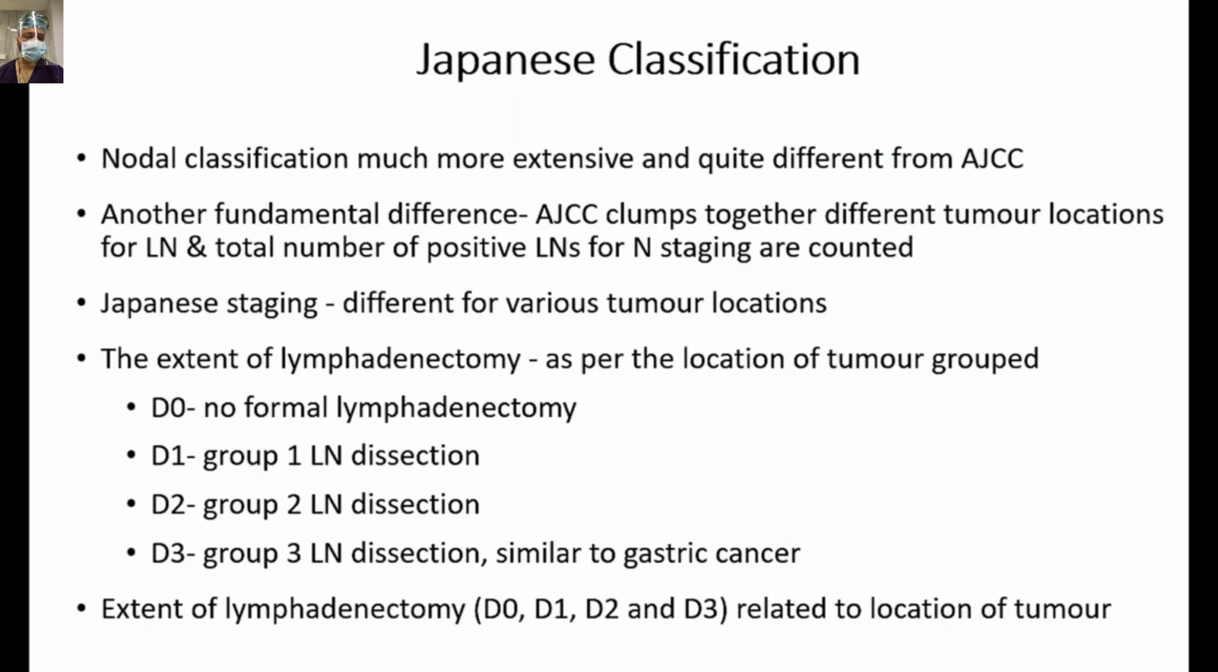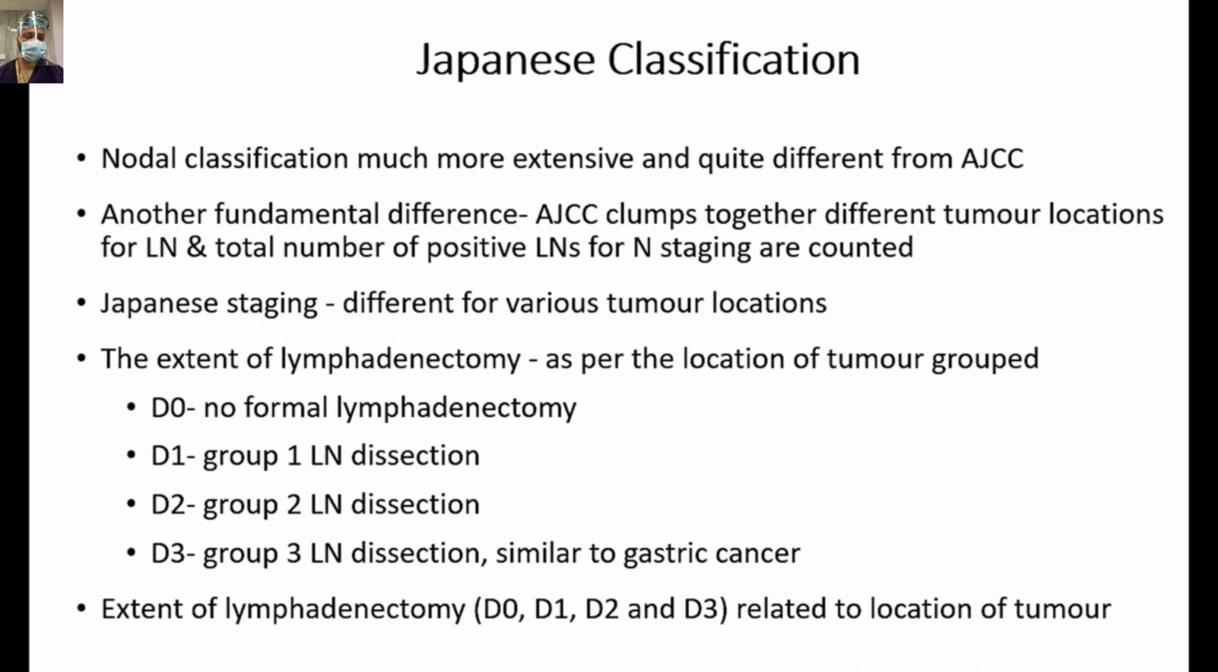Japanese classification is more extensive for the lymph node staging than AJCC. Another fundamental difference is that AJCC clumps together different tumor locations for lymph nodes, and the total number of positive lymph nodes for N staging is counted, irrespective of the location of the lymph nodes. In Japanese staging, it is different, based on tumor location and the extent of lymphadenectomy as per the location of the tumor.